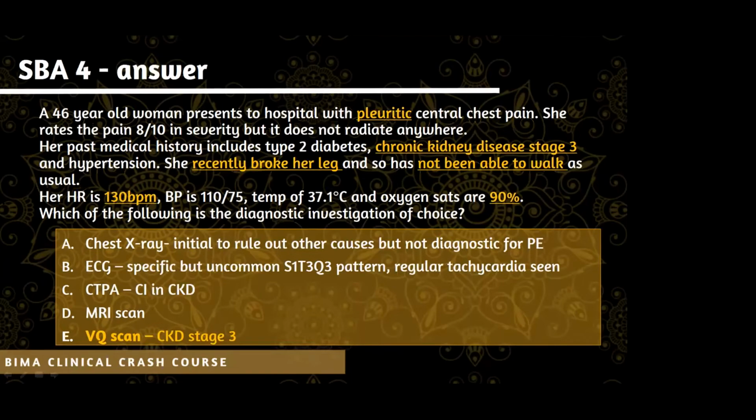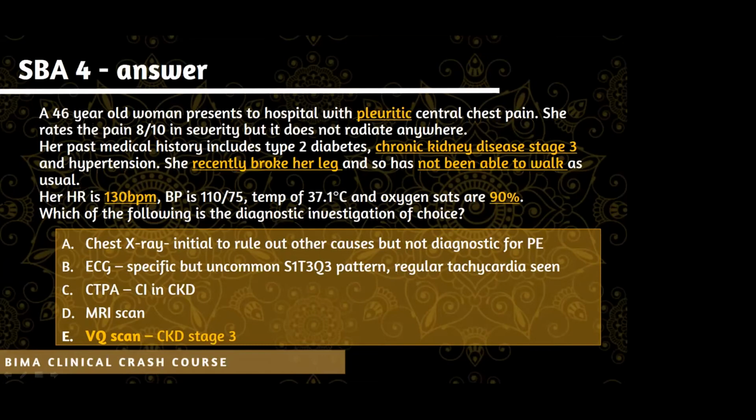Essentially, you've got someone again with pleuritic chest pain. Doesn't go anywhere else. She's got diabetes, CKD stage 3 and hypertension. She recently broke her leg, so hasn't been able to walk as much as usual. Presumably it's in a cast, and she's a little bit immobile. She's got a raised heart rate. Her blood pressure, which she's usually hypertensive, is low. She's not febrile, and her SATs are reduced, and we've got no history of lung problems that would suggest that's her baseline.